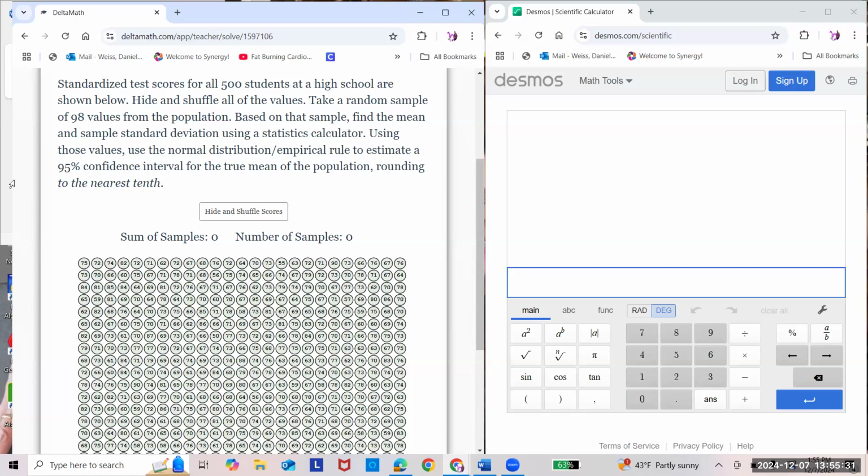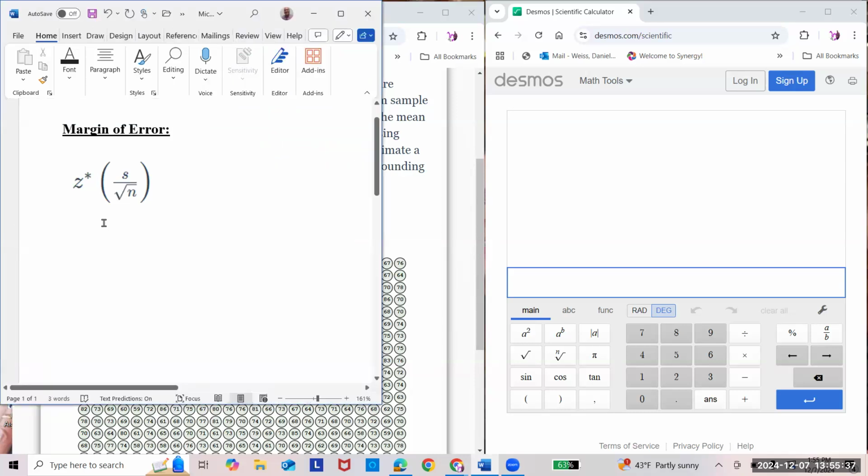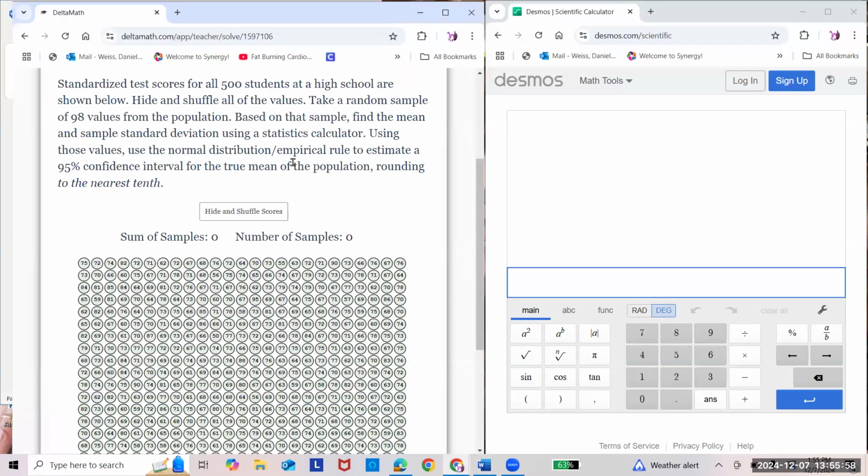So we're going to be using this formula here, margin of error, right? Where Z is going to be 2 because a 95% confidence interval has a value of 2 for this Z. And we're going to do S over the square root of N. S is the standard deviation and N is the number. In this case, we're looking at 98 values. Sorry, 98 will be N. We're going to find the mean and the standard deviation using the calculator.